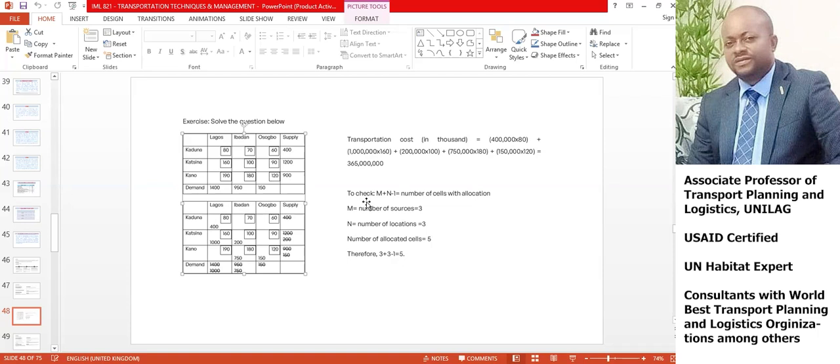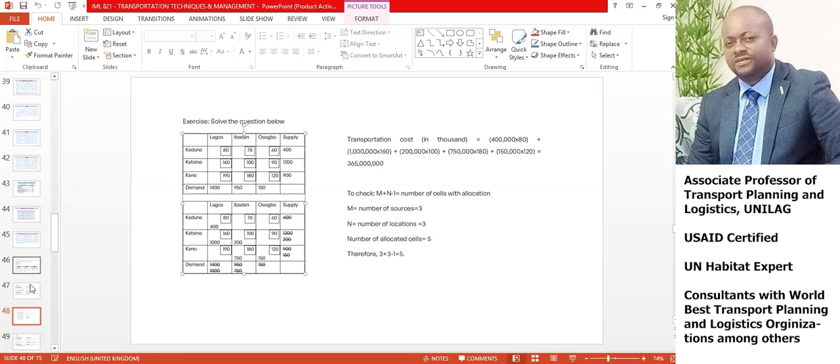What is the rule? The rule says that when you do your allocation, you check the number of sources of the supply. Sources are how many? 3. Locations are how many? 3. So sources plus locations, 3 plus 3 is what? 6. 6 minus 1 is 5. Why is it minus 1, sir? How do you get the 1? The 1 is the rule.